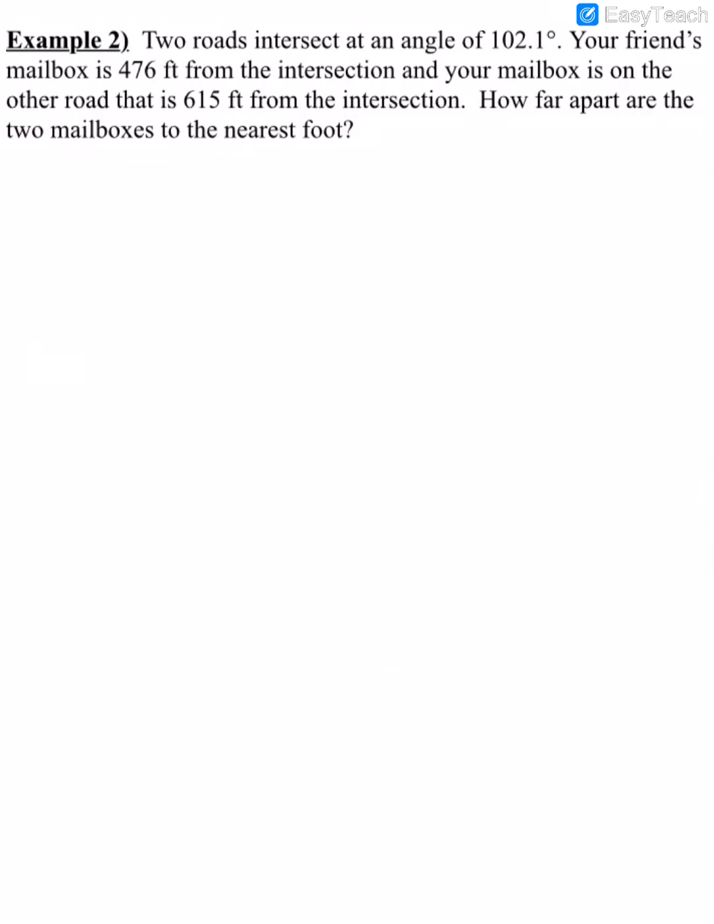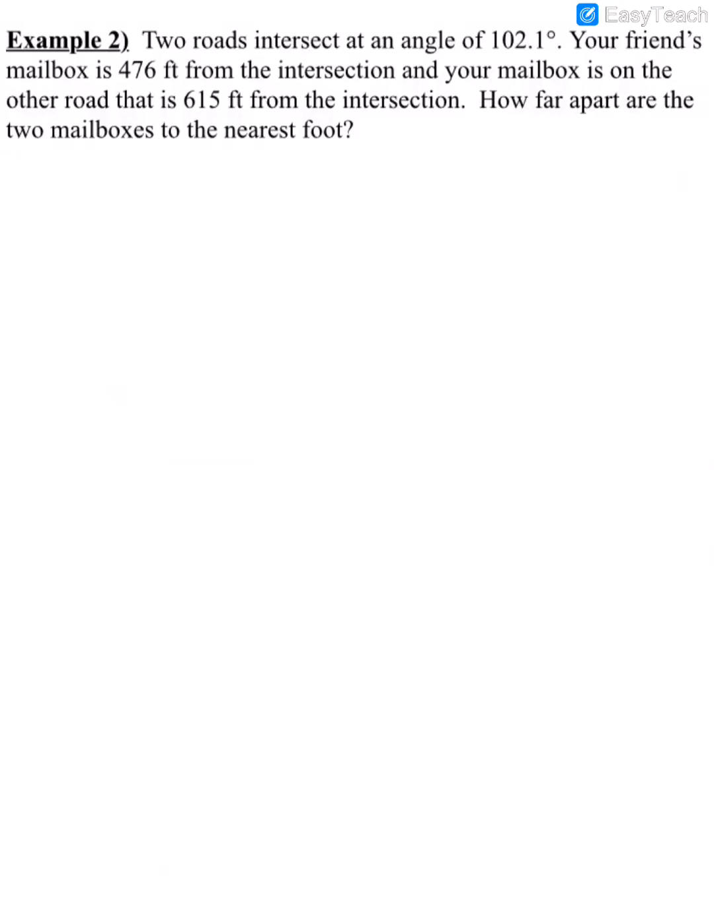Two roads intersect at an angle of 102.1 degrees. Your friend's mailbox is 476 feet from the intersection, and your mailbox is on the other road that is 615 feet from the intersection. How far apart are the two mailboxes to the nearest foot?